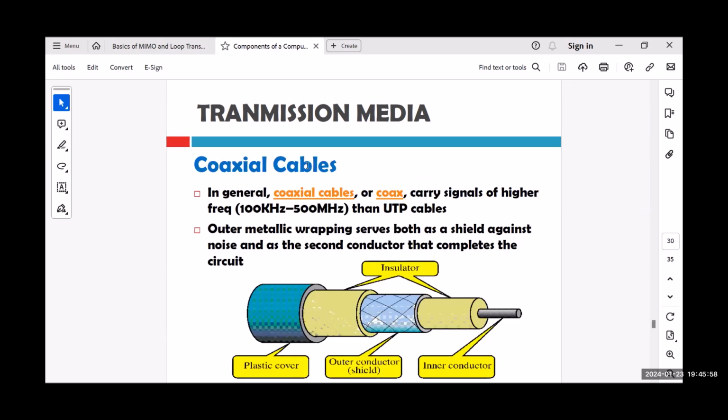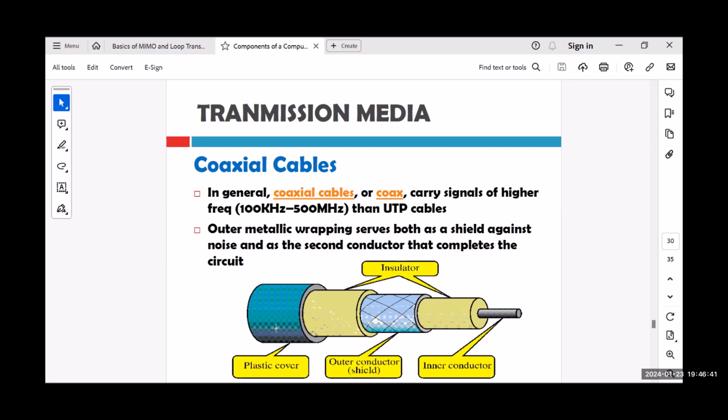Then come the coaxial cables, a very famous one. Especially for engineering students, you must have seen these coaxial cables in different lab setups, and obviously in your homes as well. Coaxial cables, or coax in short form, carry signals of higher frequency, usually around 100 kilohertz to 500 megahertz, compared to UTP cables. The outer metallic wrapping serves as a shield against noise. It is the second conductor that completes the circuit.